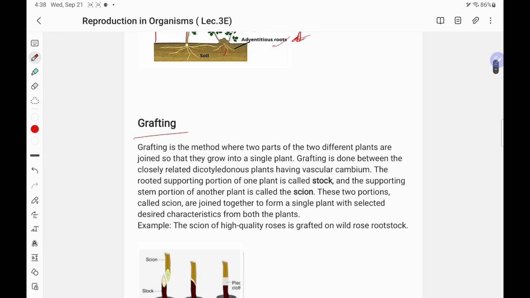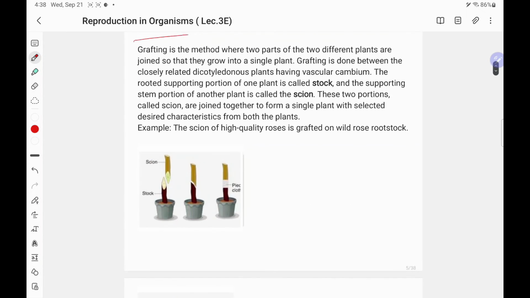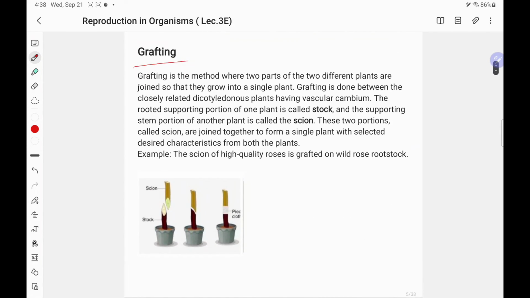Grafting is the most important method of propagation used by man. Two different plant parts are joined so that they grow into a single plant. Grafting is done between closely related dicotyledonous plants having vascular cambium.